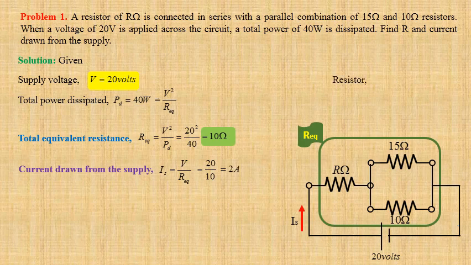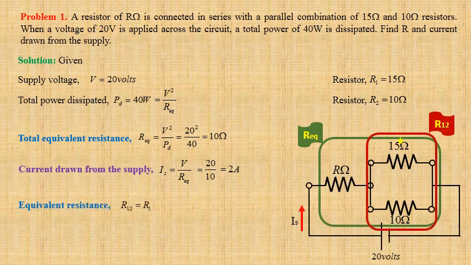Let the resistor R1 equal 15 ohm and resistor R2 equal 10 ohm. Here resistors R1 and R2 are connected in parallel. Their equivalent resistance R12 equals R1 parallel with R2, that is equal to R1 into R2 divided by R1 plus R2. Using values we get 15 into 10 divided by 15 plus 10, that gives us 6 ohm.